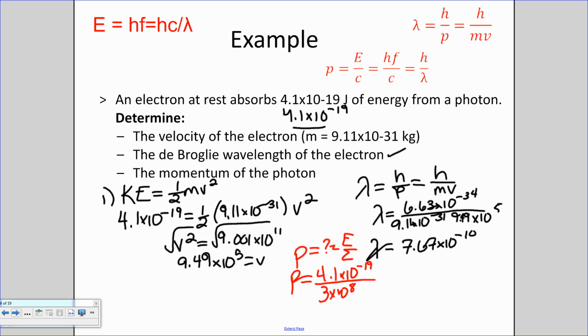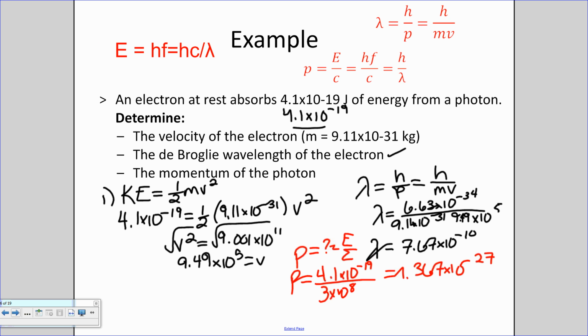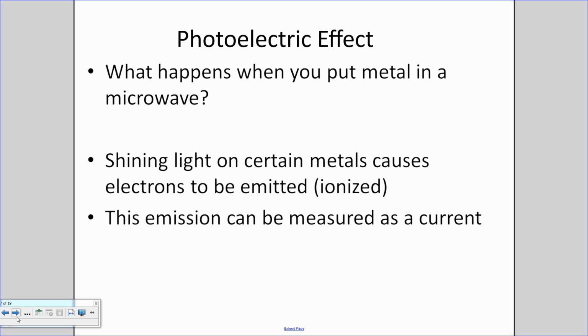All right, so as you can see, the math here is not too bad. You just have to know when to use what. And you get 1.367 times 10 to the negative 27. Okay, so your equations are up top. We have this one we use, this one, and this one. And the math isn't bad, just figure out which one you need to use.